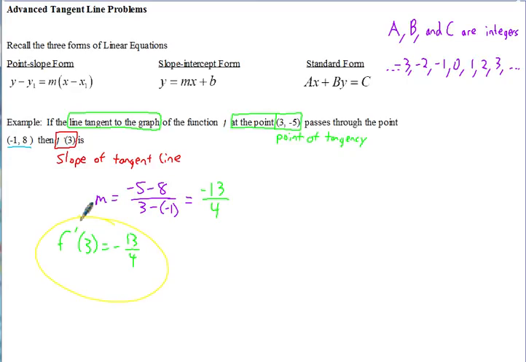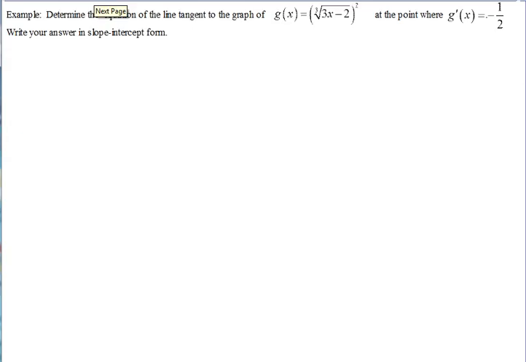Okay, let's take a look at another example. This one says to determine the equation of the line tangent to the graph of g of x at the point where g prime of x equals -1/2. So this time, rather than asking us to find the slope of the tangent line, they give us the slope. They tell us the derivative equals -1/2 at that point of tangency.